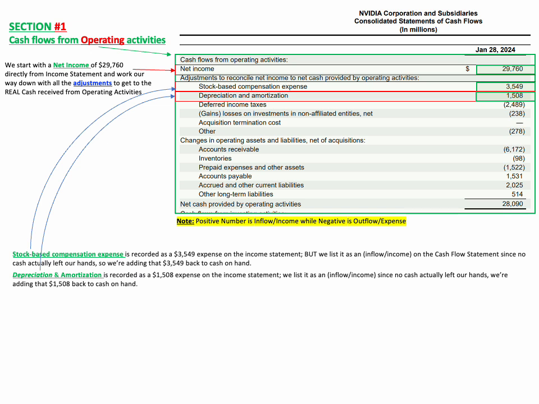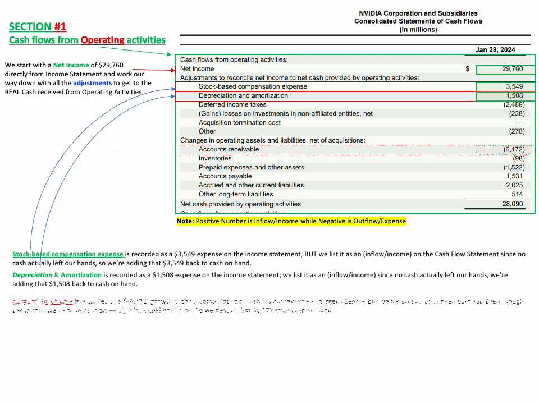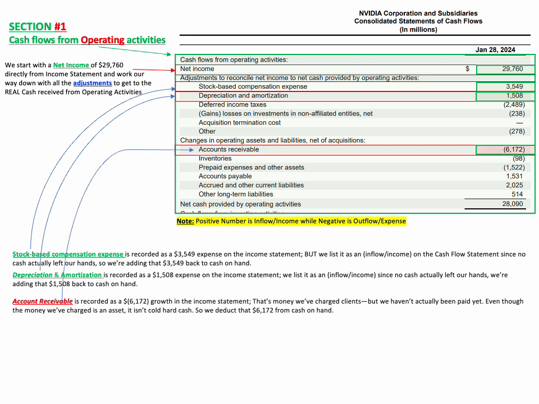So now, so far, we take the 29 billion that we started. We're adding the 3.5 billion. We're adding the 1.5. So our cash is growing here. We're justifying that we have a lot more cash. However, let's go down a few line items. I'm just skipping the other ones.